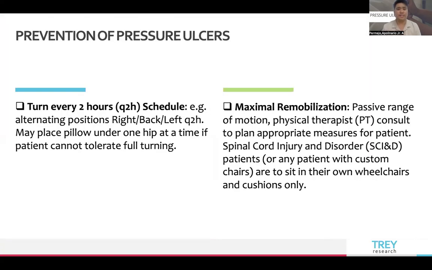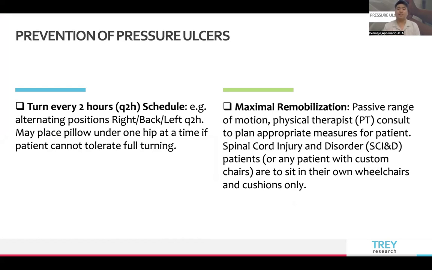How do we prevent pressure ulcers? There are 6 ways to prevent pressure ulcers. First is to turn your patient every 2 hours, using different patient bed positions, alternating the positions from right, back, or left every 2 hours. We may also put pillows under one hip at a time if the patient cannot tolerate full turning.